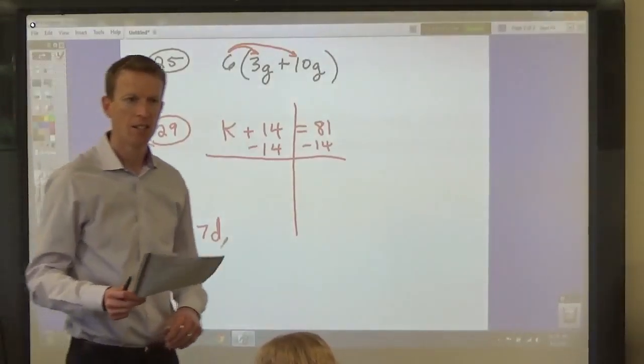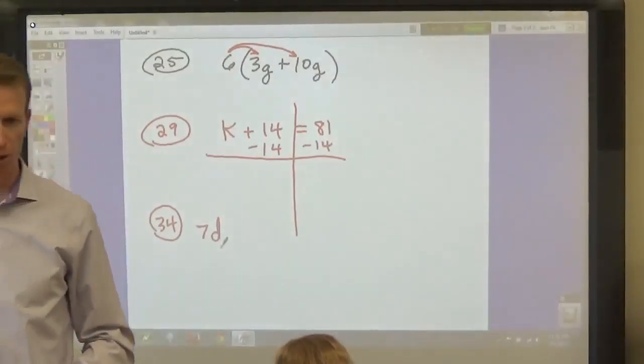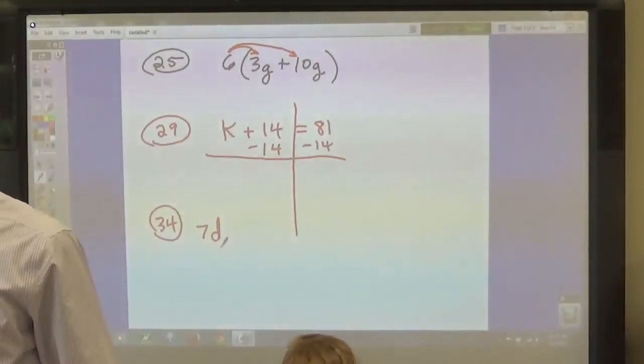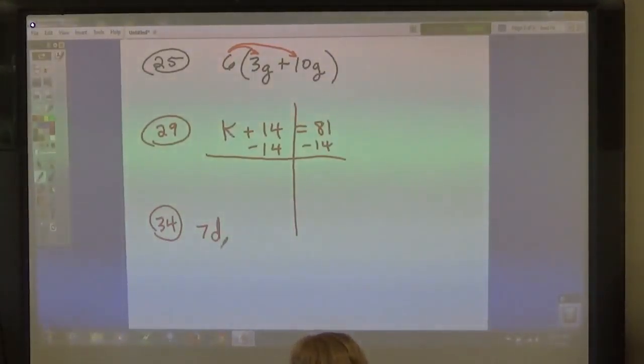And 35 is matching. Match the graph, the bar graph, to the charts. Okay? Any questions? Make sure that you do your best on this. Use the notes that I gave you.